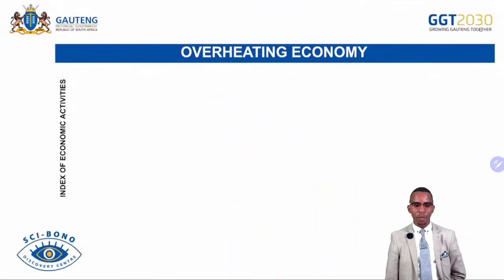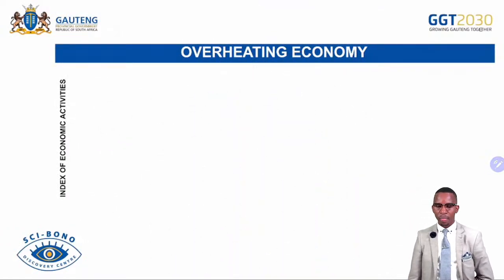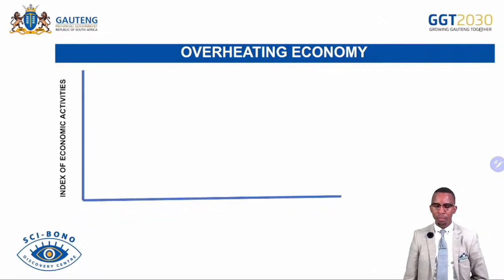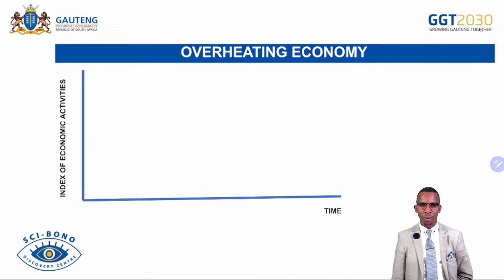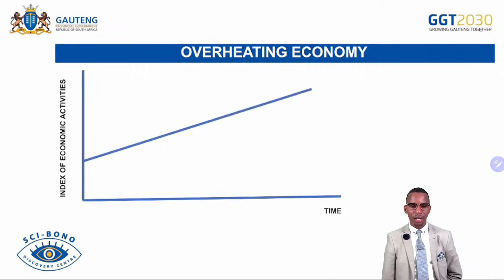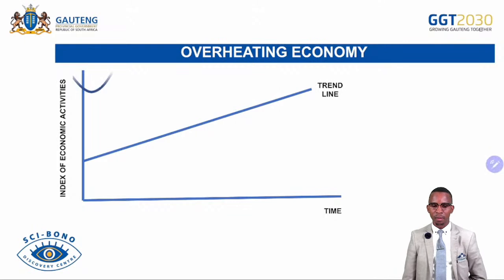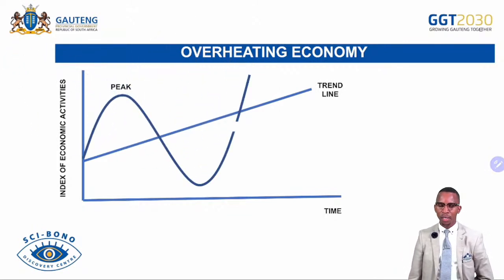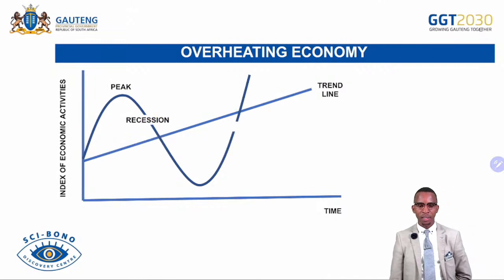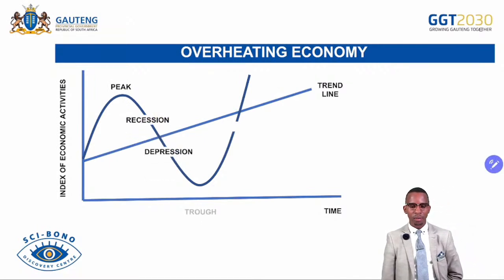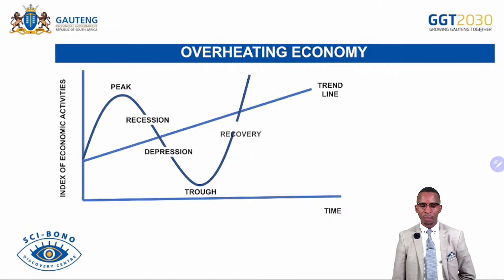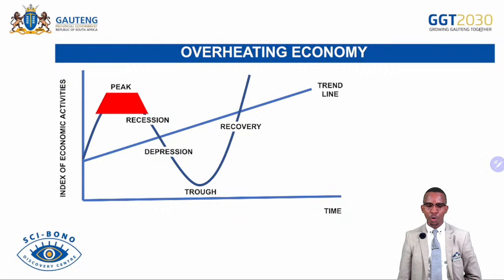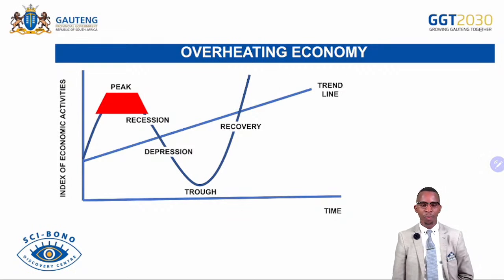So this is the overheating economy structure. If the economy is overheating, this is what happens. Our horizontal axis is the time or period, with the trend line indicated. That is the business cycle, upswings and downswings. That is our peak. Recession, depression, trough, recovery. There you see the economy overheating at the peak, or economic boom.